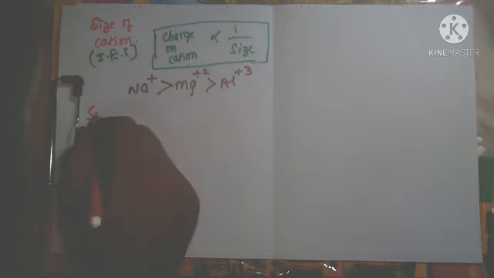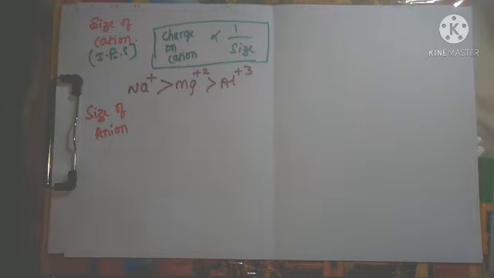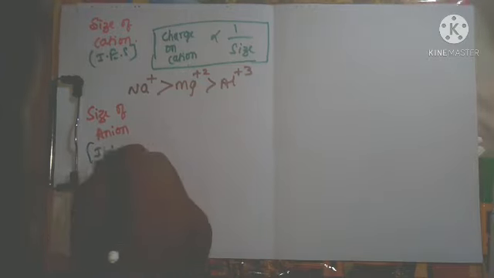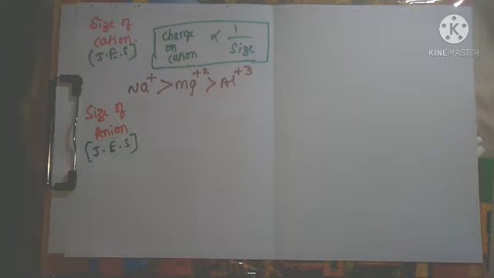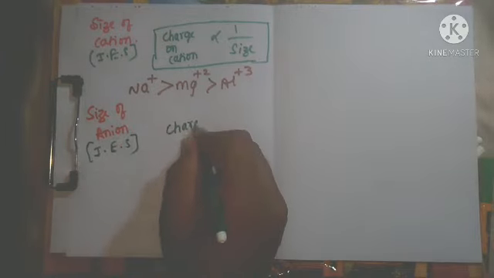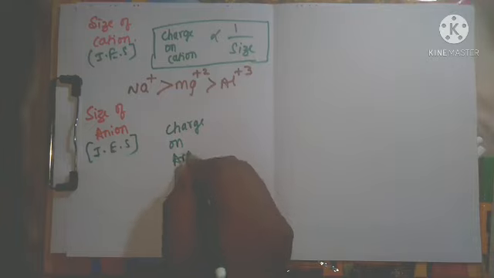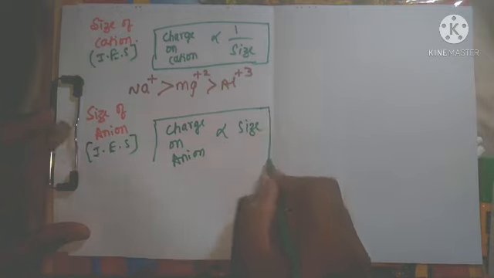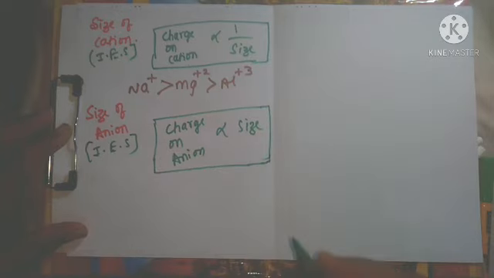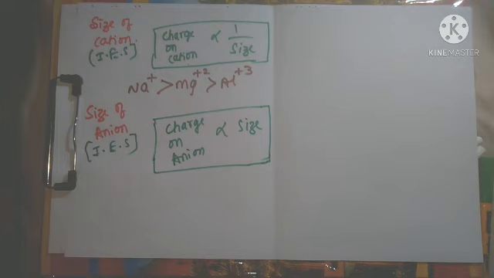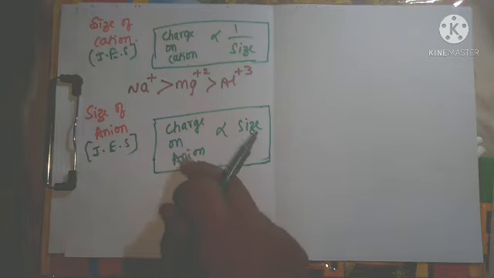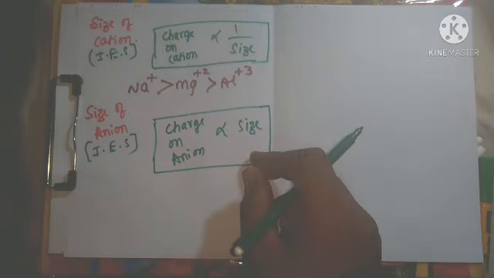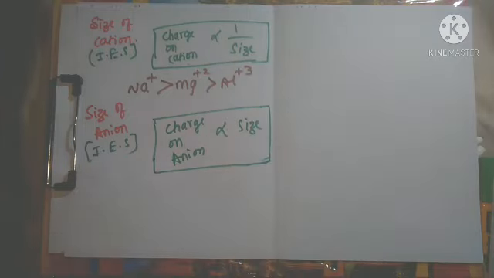Next we will discuss size of anion. It is also only for isoelectronic species. Now here I will write the rule. Charge on anion is directly proportional to the size. Means higher the negative charge on the atom, more will be its size. This is the rule. Means as the charge on the anion increases, size of that ion also increases.